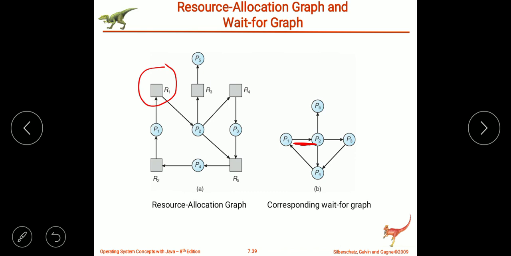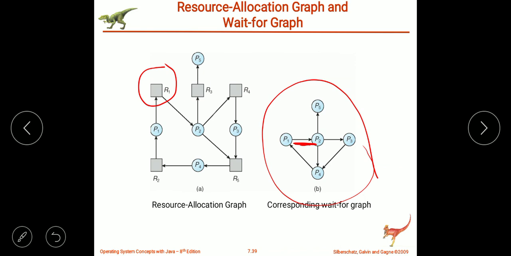Again, for P2 to R3, R3 to P5, instead of writing P2 to R3 and R3 to P5, we can directly write P2 to P5. And again P2 to R4, R4 to P3, we can directly write it as P2 to P3. So remove all the resource nodes and their corresponding edges, and you would get the wait-for graph. Is that clear?